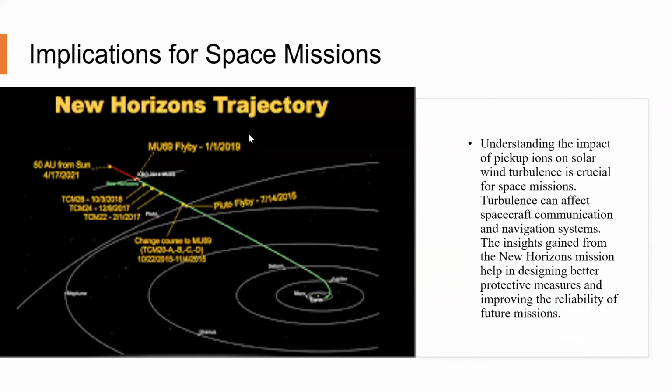Implications for space missions. Understanding the impact of pickup ions on solar wind turbulence is crucial for space missions. Turbulence can affect spacecraft communication and navigation systems. The insights gained from the New Horizons mission help in designing better protective measures and improving the reliability of future missions. This is the trajectory that New Horizons is on right now.